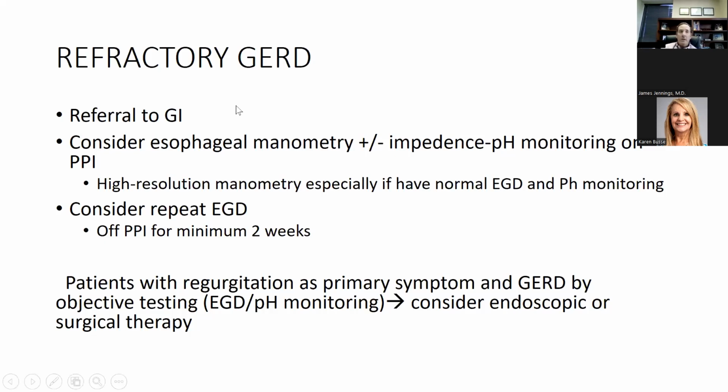We'll do pH monitoring, and in some cases we'll do what we call impedance monitoring. Impedance monitoring is a little bit different than pH. pH is just how low is the pH, how much acid is coming up in the esophagus. Impedance monitoring looks at the reflux that comes into the esophagus, whether it's acidic or basic. The pH doesn't matter. We want to know all the different reflux. So we can even do impedance monitoring on medication to get an idea of how much is coming up. And then we would most likely do an EGD.